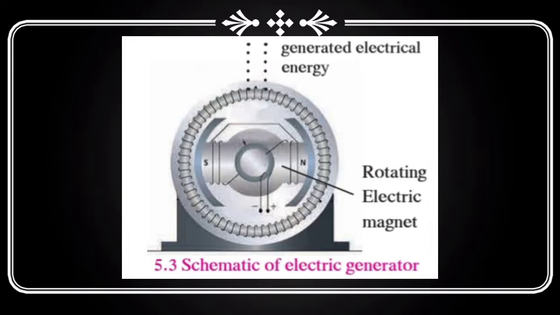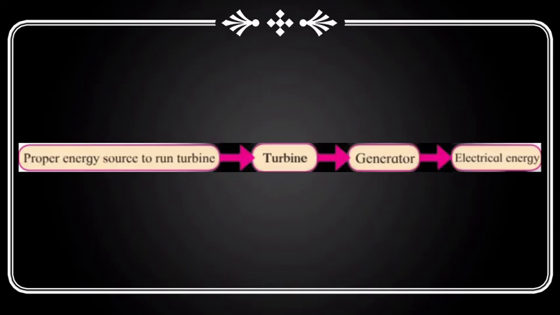See students, this method of electrical energy generation can be represented by the following tagline. First of all, what exactly happens? A proper energy source runs the turbine, which here is steam. The turbine starts rotating and the nozzle and the wheel shaft also start rotating. This shaft is connected to the generator and the generator starts rotating. The generator converts mechanical energy into electrical energy, generating electricity based on the principle of electromagnetic induction.